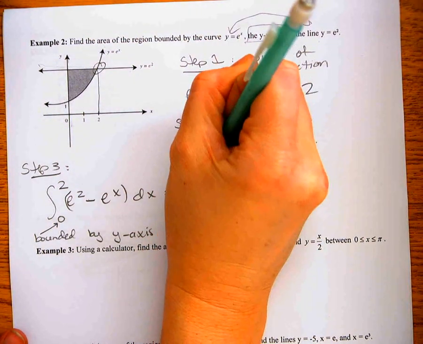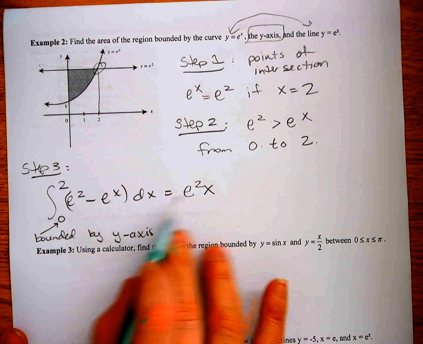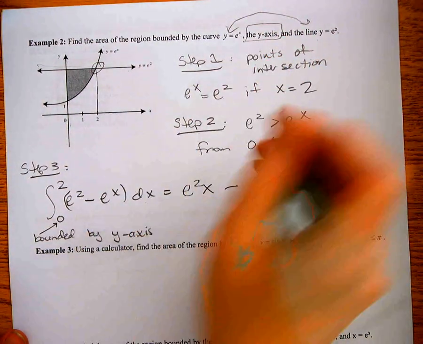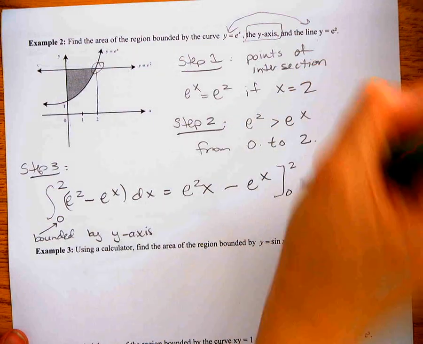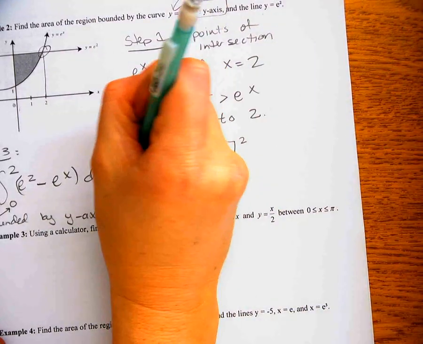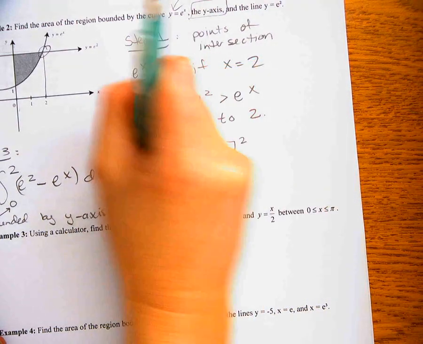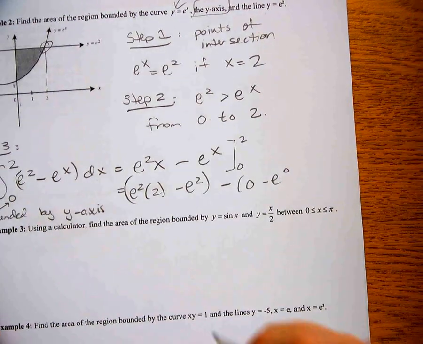So the constant multiple rule just says the antiderivative of that would be e squared x, since it's with respect to x. And then the antiderivative of e to the x is just e to the x. And then we're going to evaluate that from 0 to 2. So then that equals e squared times 2 minus e squared, minus 0 minus e to the 0.